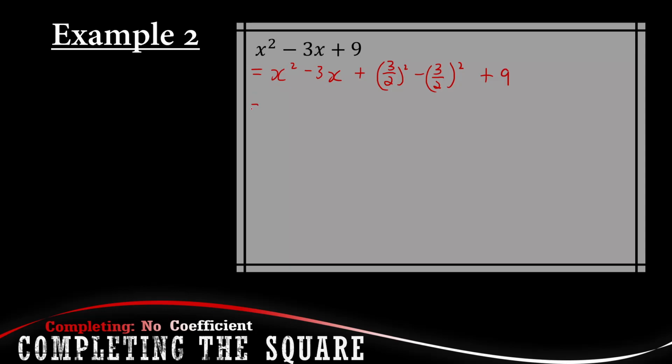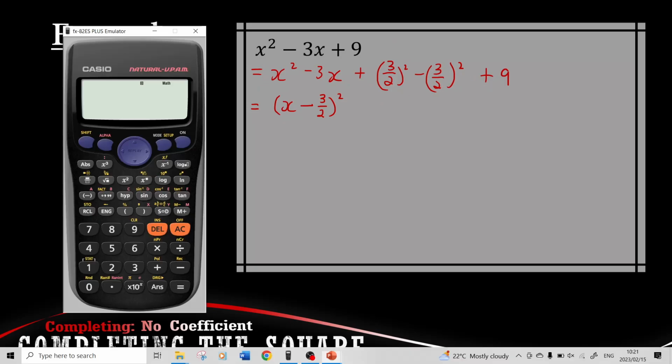Okay, so for the first three terms, we have our squared brackets, and we write x. Now it is a negative, and then 3 over 2. Now 3 over 2 can't be simplified any further. We'll just rewrite it like that. And simplifying these, that is negative 9 over 4 plus 9. So you can use the calculator.